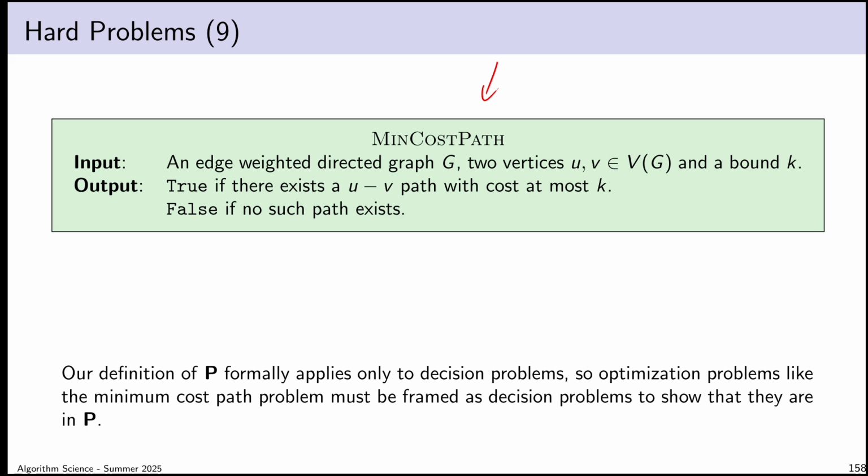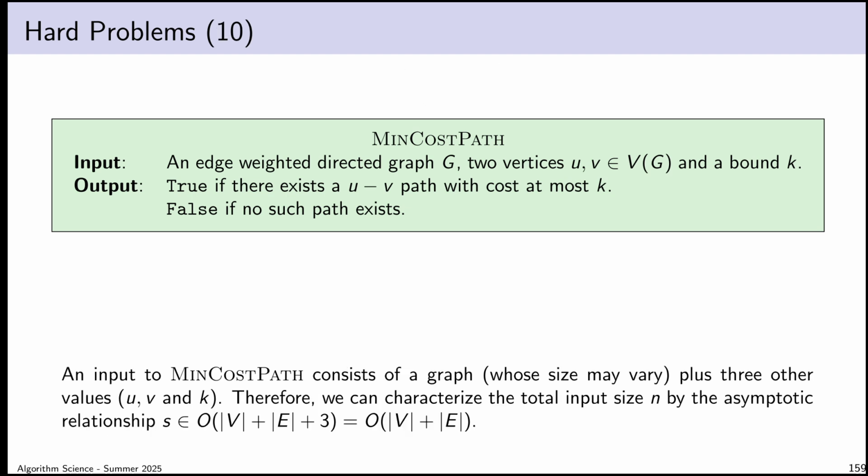So if I want to talk about the complexity of optimization problems with respect to the class P, I have to first frame them as decision problems. Here is our familiar min-cost path problem, but it's been reframed as a decision problem. If I think about demonstrating that min-cost path is in P, what I have to show is that there exists an algorithm that has polynomial running time in terms of the size of the input as far as a binary representation is concerned. An input consists of a graph, as well as 3 extra things.